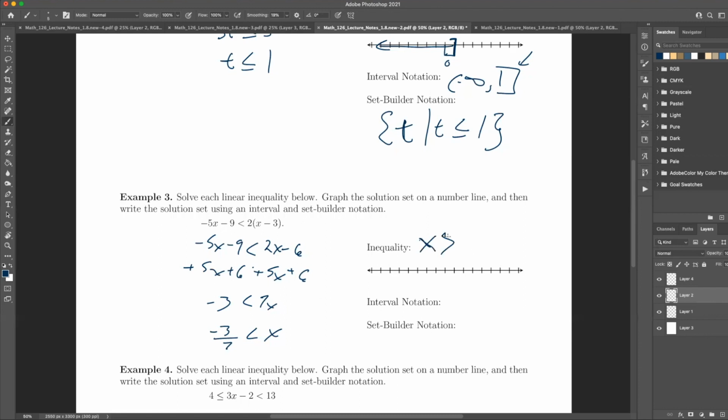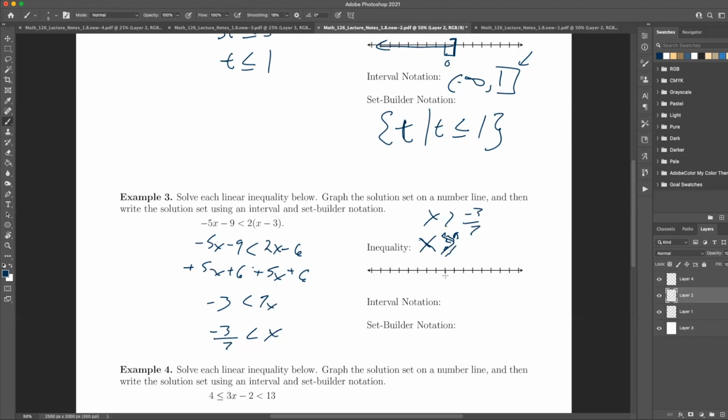Unless you said you learned the alligator. Just keep the alligator eating the bigger one. And so here it was eating the x. Now it's still going to be eating the x, so you just flip the way it looks. So x is less than or equal to -3/7.